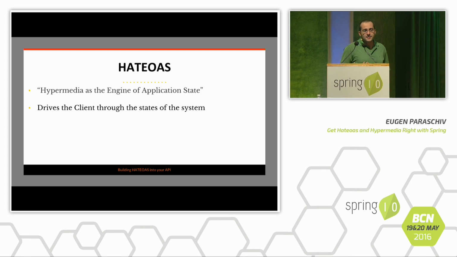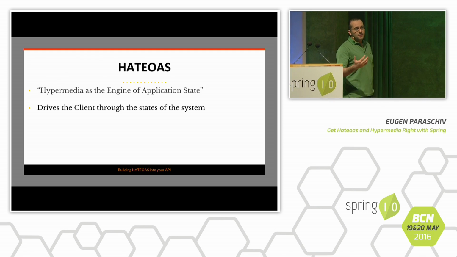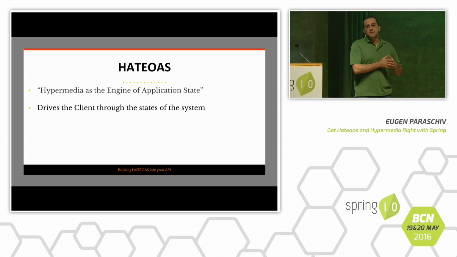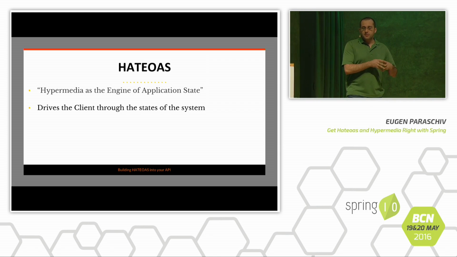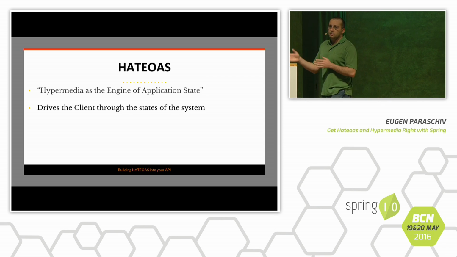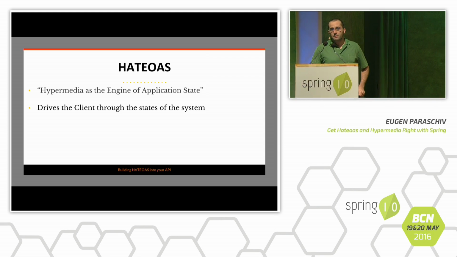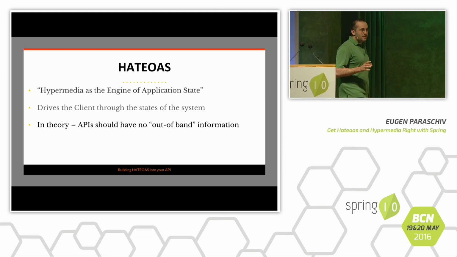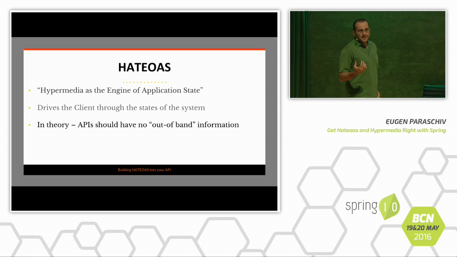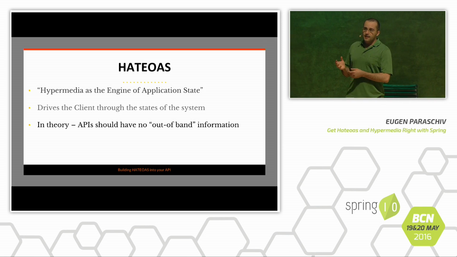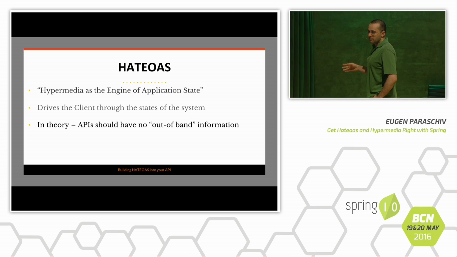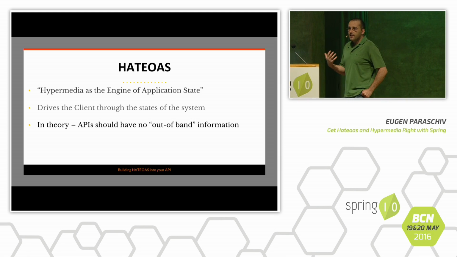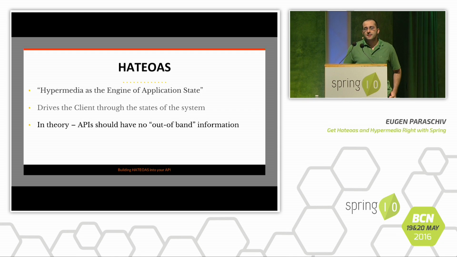The point of HATEOAS is essentially to drive the client through the states of your system. The real point is to move all of the business logic to the API side of things, to the server side of things, and keep that out of the client. So as much as possible, keep all of that logic out of the client. So in theory, if you read the actual doctoral thesis of Roy Fielding, APIs should have absolutely no documentation. Documentation would be considered out-of-band information, and essentially that should not be present in an API.